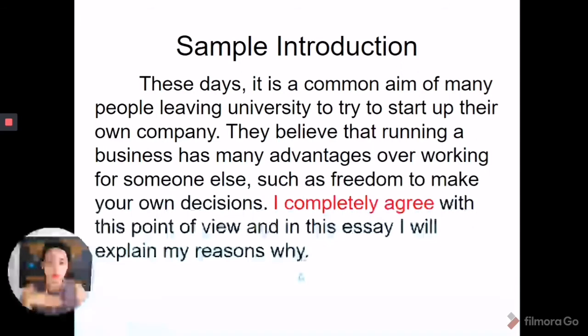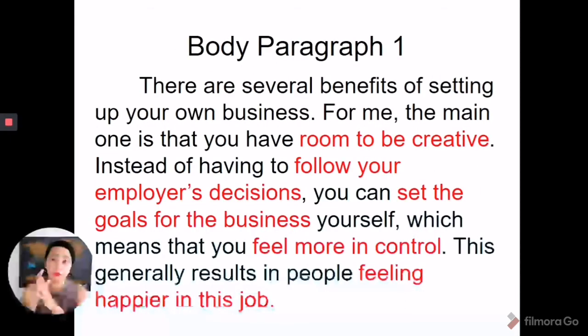Now let's move on to how you write your body paragraphs. In the first body paragraph, you give your topic sentence, your main argument. There are several benefits of setting up your own business. For me, the main one is that you have room to be creative. This is your topic sentence. And then expand that with supporting details with examples. Instead of having to follow your employer's decisions, you can set the goals for the business yourself, which means that you feel more in control. This generally results in people feeling happier in the job.